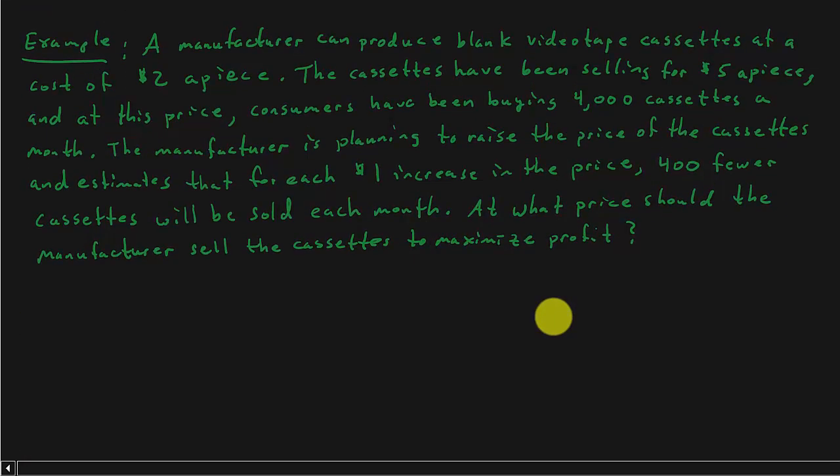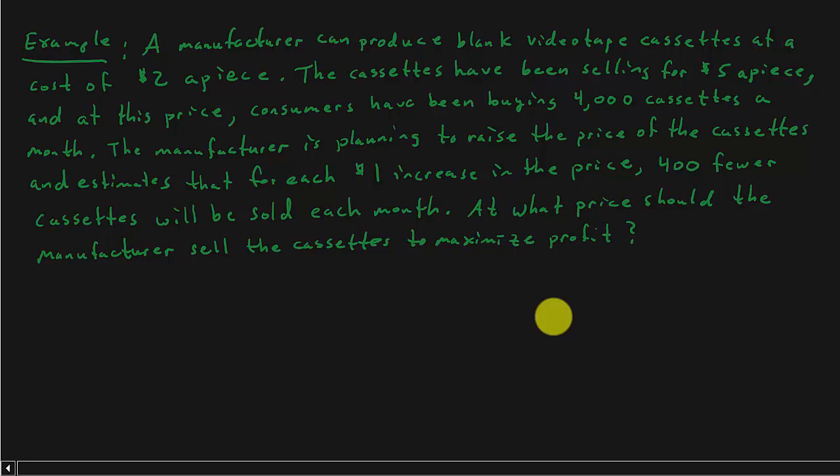All right, let's look at this one. We've got a manufacturer can produce blank video cassettes at a cost of $2 a piece. The cassettes have been selling for $5 a piece, and at this price, consumers have been buying 4,000 cassettes a month. The manufacturer is planning to raise the price of the cassettes and estimates that for each $1 increase in the price, 400 fewer cassettes will be sold each month. At what price should the manufacturer sell the cassettes to maximize profit?